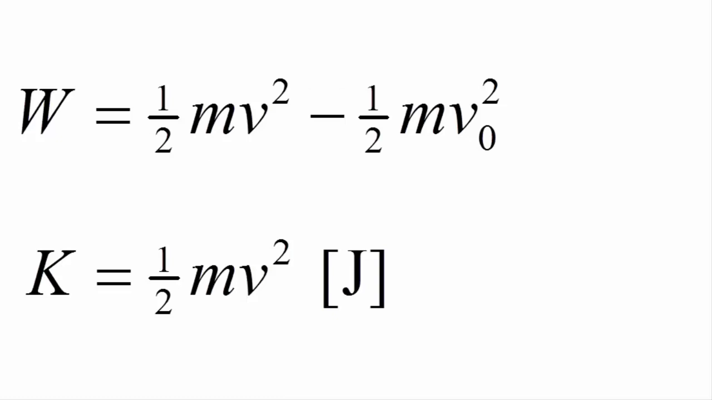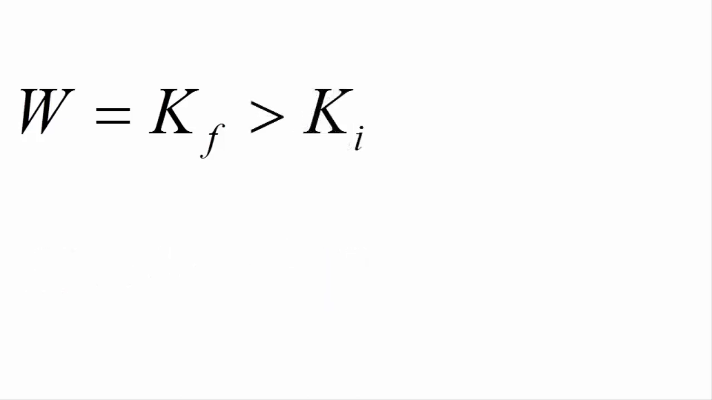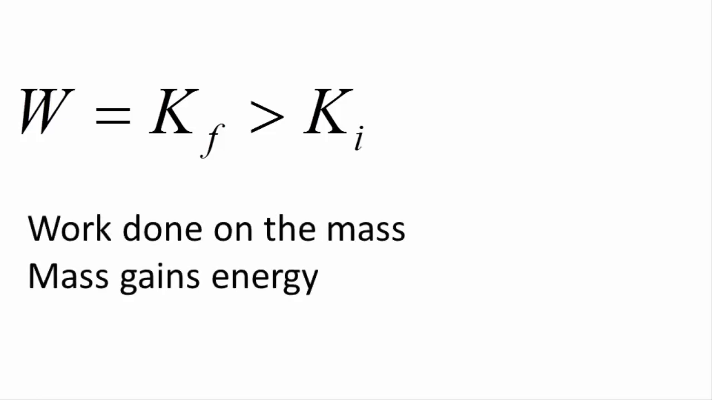Work then is defined as the final kinetic energy minus the initial kinetic energy, or the change in kinetic energy. If the final kinetic energy of a mass is greater than its initial kinetic energy, then the quantity work is positive, and we say that the work has been done on the mass and the mass gains energy. For example, an engine in a car can do work on the car to accelerate it from rest at a stop sign to some speed. It increases its kinetic energy as it speeds up.